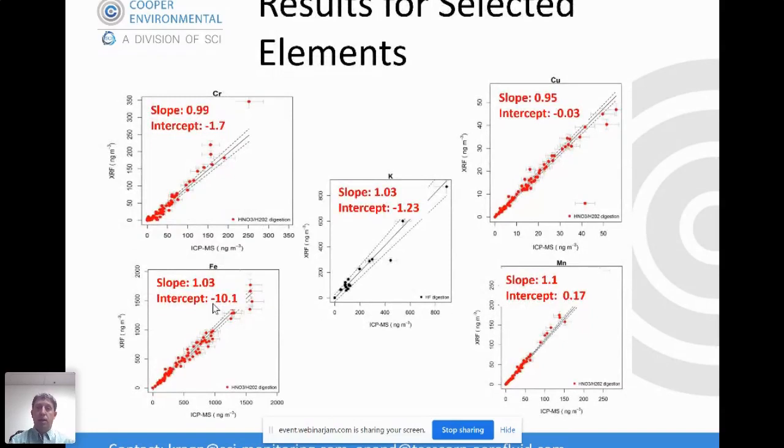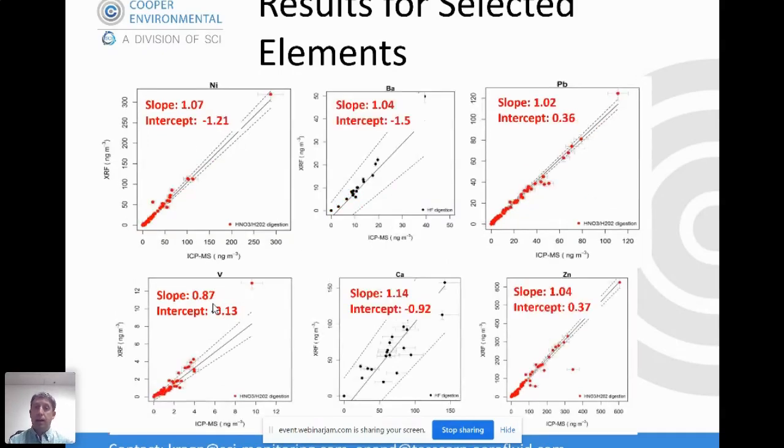The nice thing about this study is that there were quite a few elements that were present at concentrations high enough to make comparisons between the two methods. On this slide, I have 5 different elements. I have chrome, potassium, copper, iron, and manganese. All of them have slopes very, very close to 1, indicating very, very good agreement between the reference method, the ICP mass spec, and the Xact.